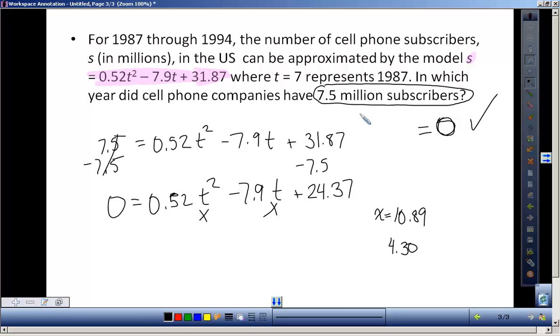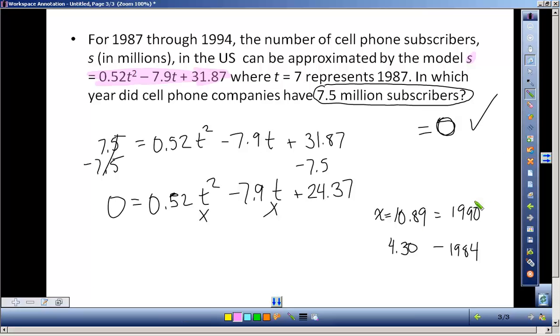But this goes back to putting it in the context of the problem. We want to know, when did cell phone companies have 7.5 million subscribers? This was only for 87 through 94. This year, this would have been 1984. That didn't fall within that range. 10.89, that's going to be 10 years, so that's around 1990, almost 1991, maybe November-ish, or the end of the year. But that's 1990. That falls within that range. So my answer that I'm going to use is going to be the one that falls within that range.